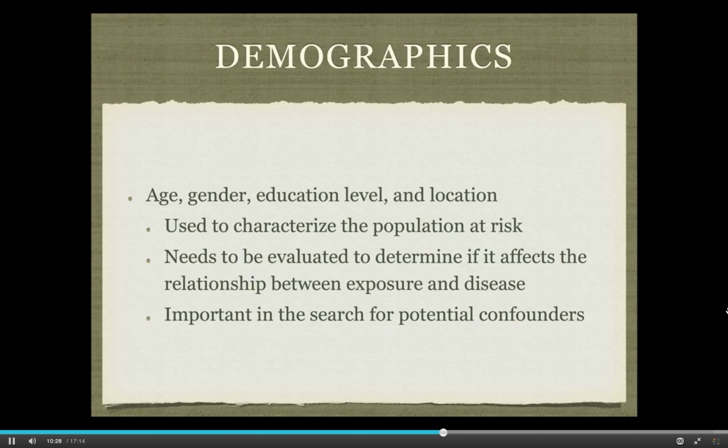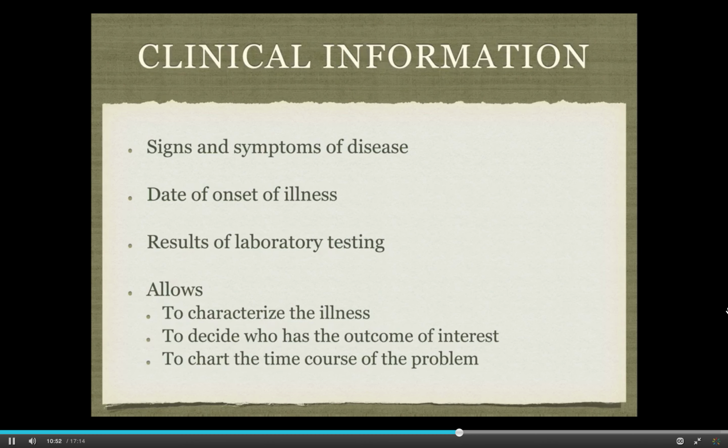So some examples again, as I've said, of demographics are age, gender, education, or location, and they're used primarily to characterize the population at risk. They need to be evaluated to determine if they affect the relationship between our independent variable and our outcome variable, also called our exposure and disease here. And they're important in the search for what we'd consider potential confounders.